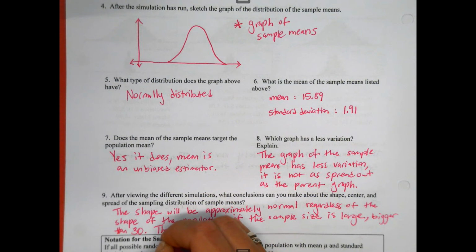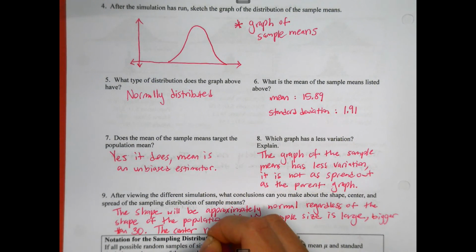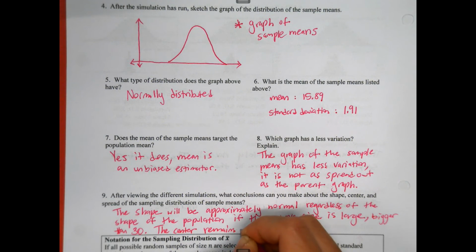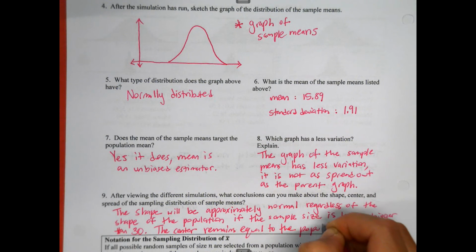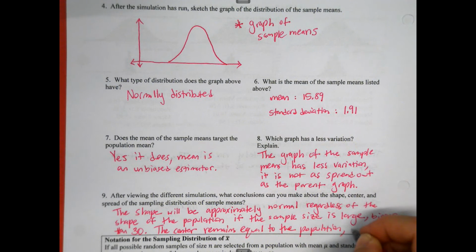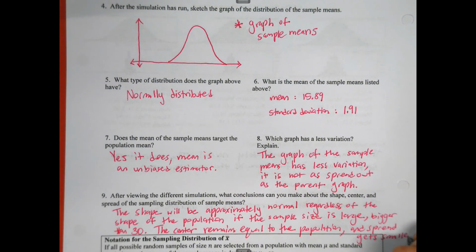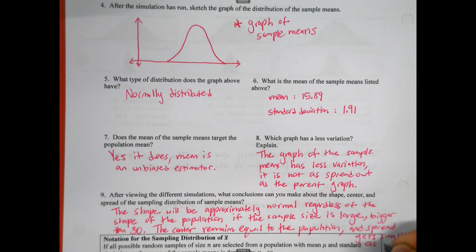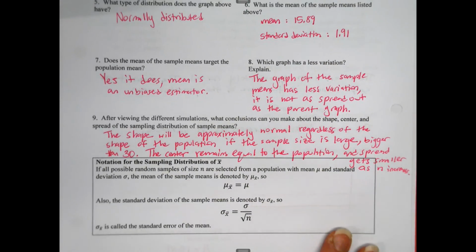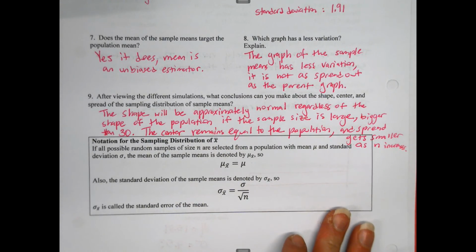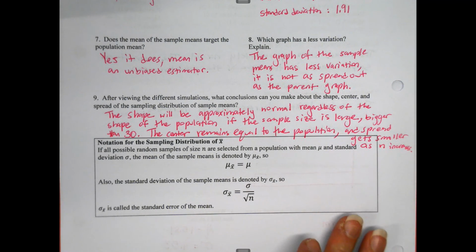The center remains equal to the population, and the spread gets smaller as n increases. So as our sample size goes up, the spread of our means gets smaller and smaller.